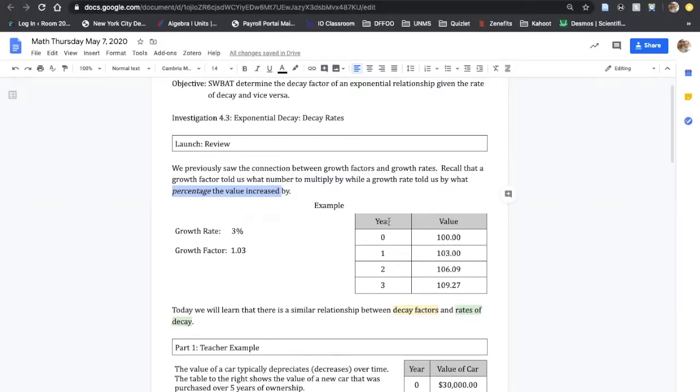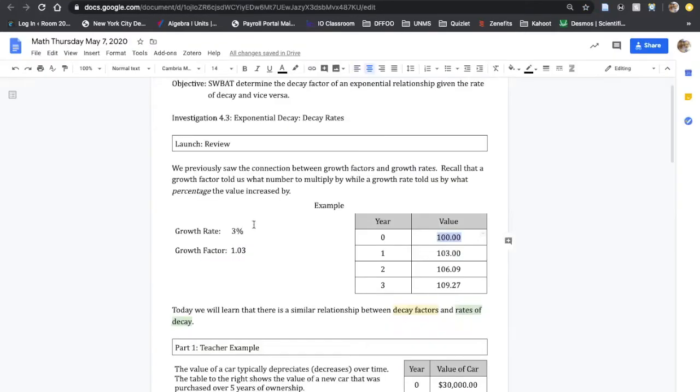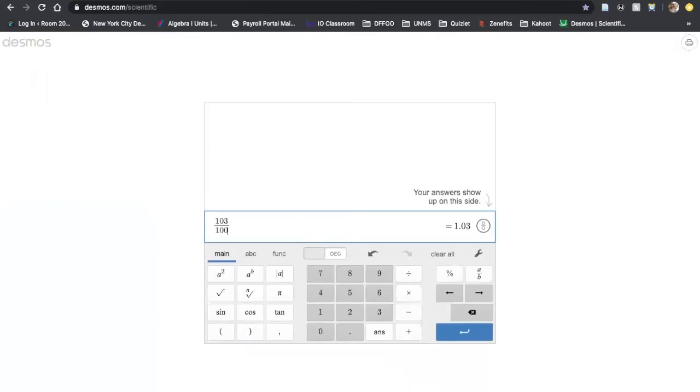This is an exponential relationship. The years are on the left, the value is on the right. It is increasing, so I know that it's growing. To find the growth factor, it's 1.03. Just remember, the way that we find that is I look at one value, I divide it by the value above it, because I'm trying to figure out what number did I multiply 100 by to get 103. So all I would have to do is 103 divided by 100, and I get 1.03. That's the growth factor, because 100 times 1.03 gives me the next thing in my table.